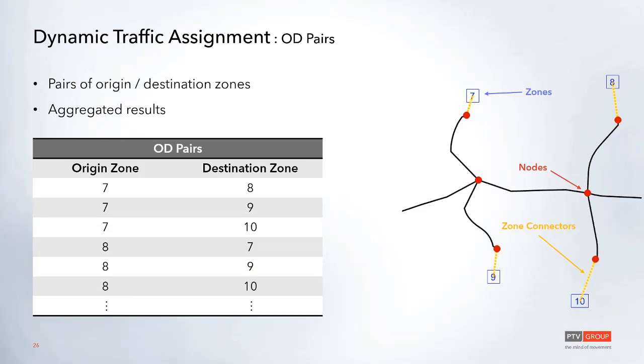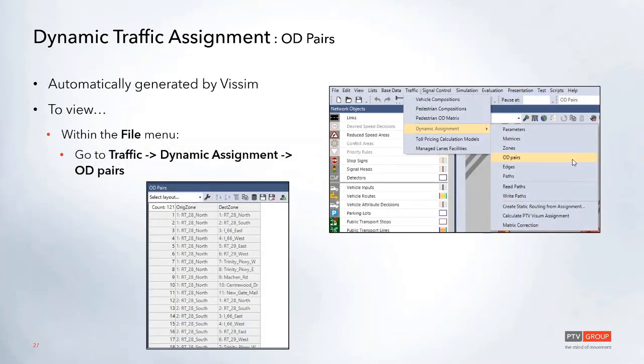All right, and then the final object here are OD pairs. And so these are really just the groups of different origins and destination zones. So like, for example, you could have 7 going to zones 8, 9, and 10. You could have zone 10 going to zones 7, 8, and 9, and so on. And so the OD pairs are really nice for looking at different aggregated results.